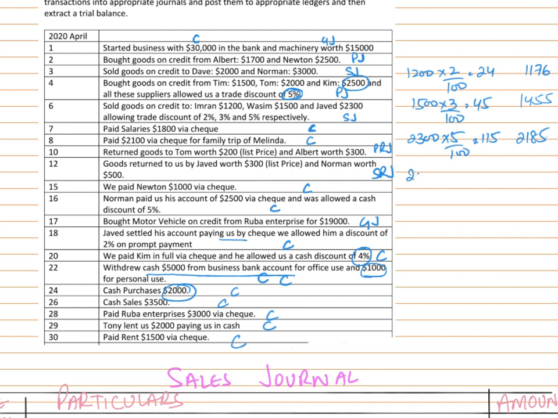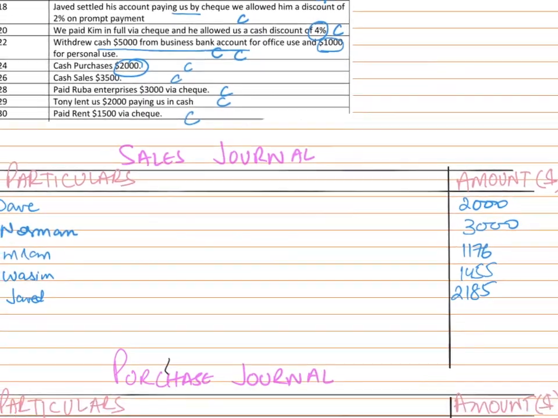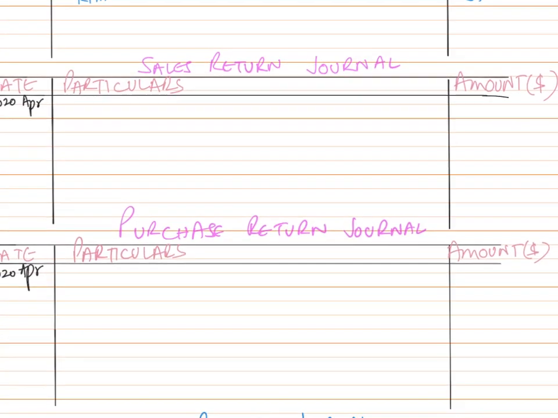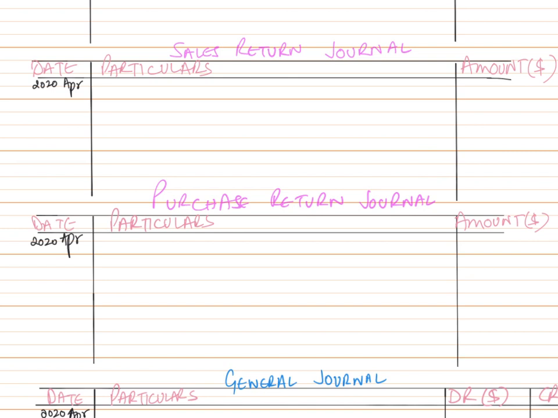So 5% of 200 is how much? I think it's 10. So we are returning goods worth $190, and from Albert we didn't receive any discount, so we'll just record 300 only, because that's the only price. So we'll record this in the purchase journal on which date? The 10th. Tom and Albert, 190 and 300.